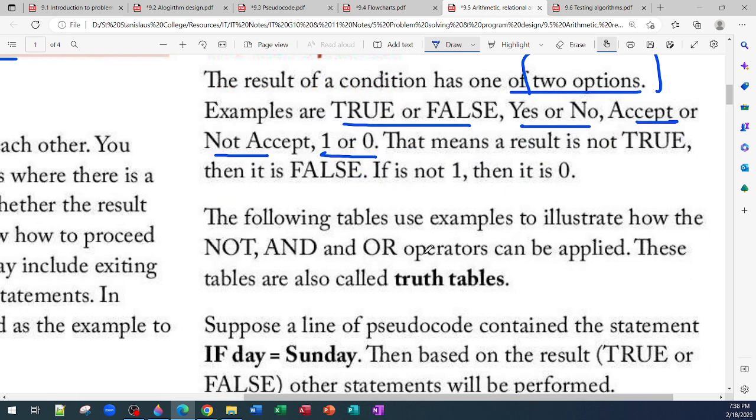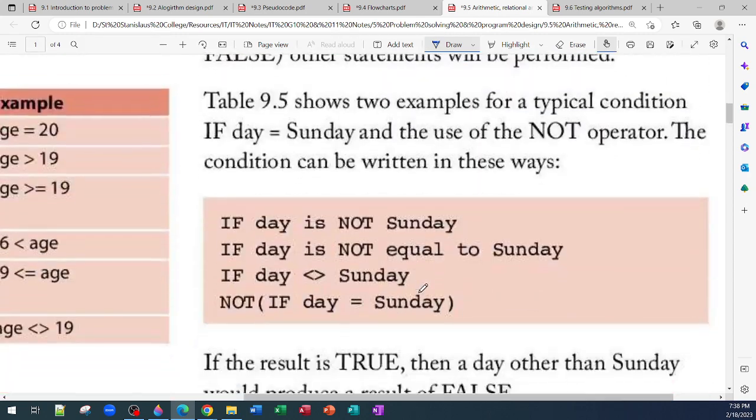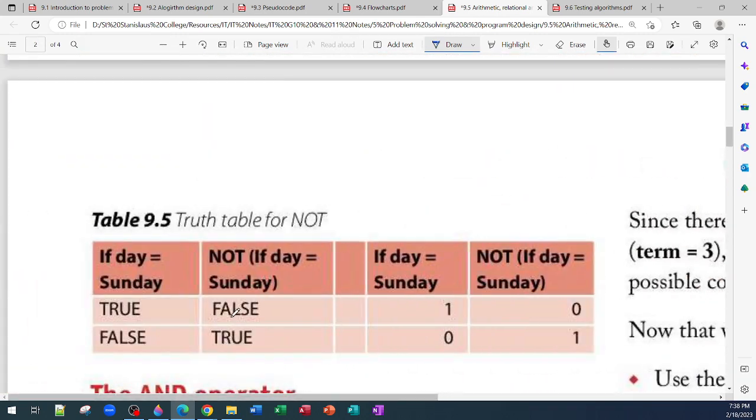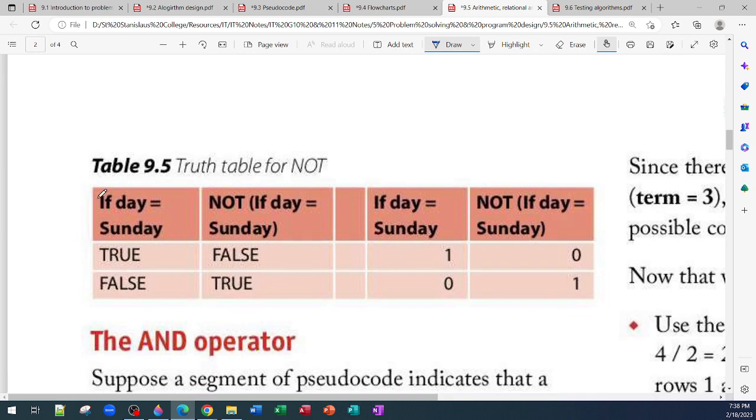So for these operators, we usually create what is called a truth table. So the not, the and, and the or, we usually create them using a truth table. So for instance, let's look at this table here. If the day is equal to Sunday, then if it is true, if we take this word true and we apply a not operator to it, we are going to get false. We're basically going to get the opposite.